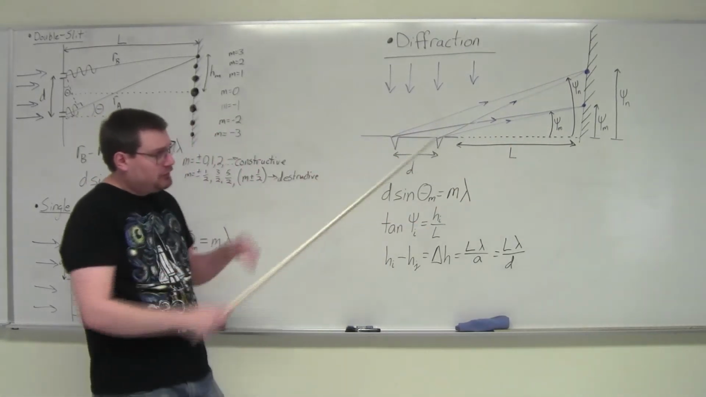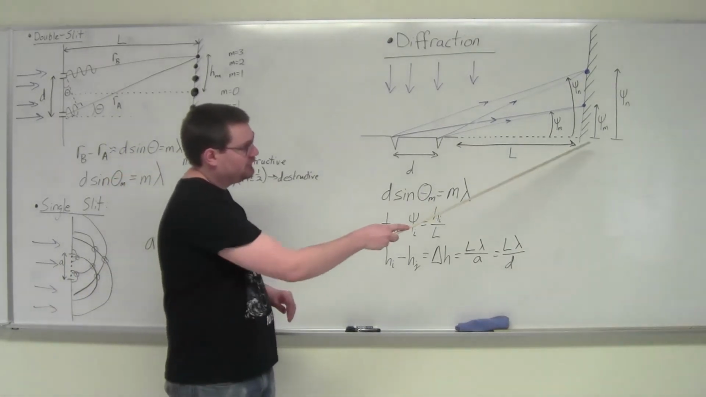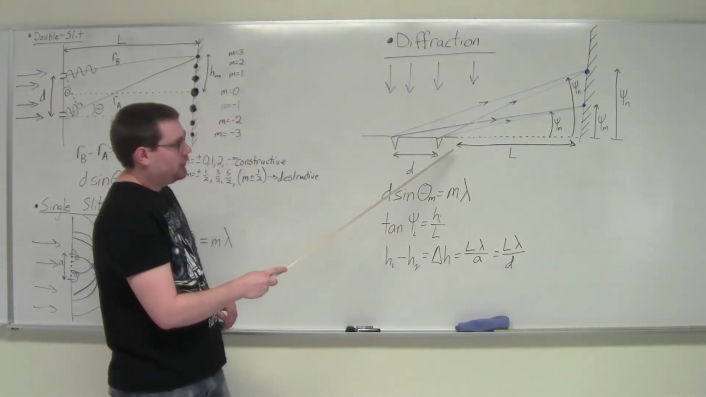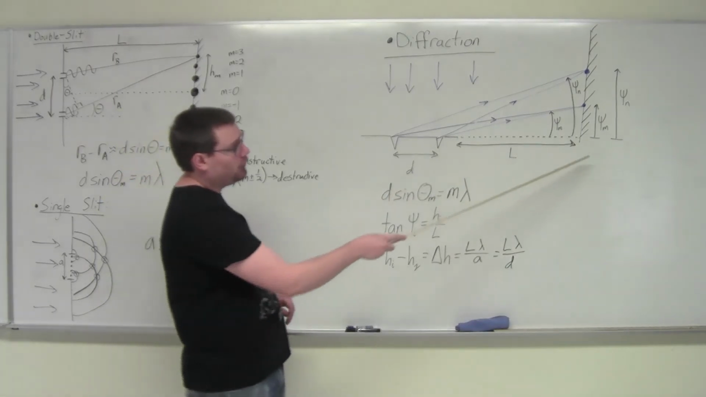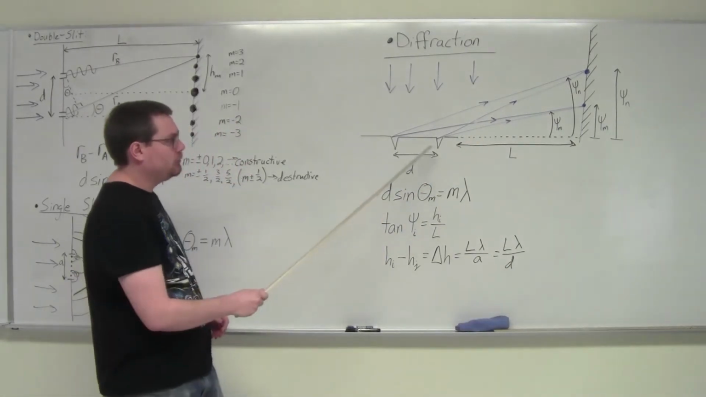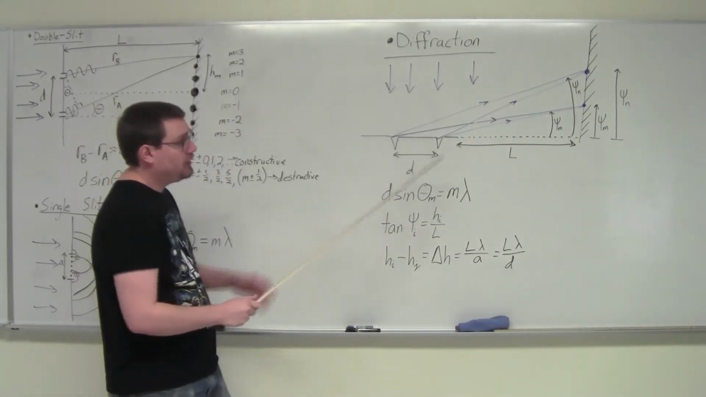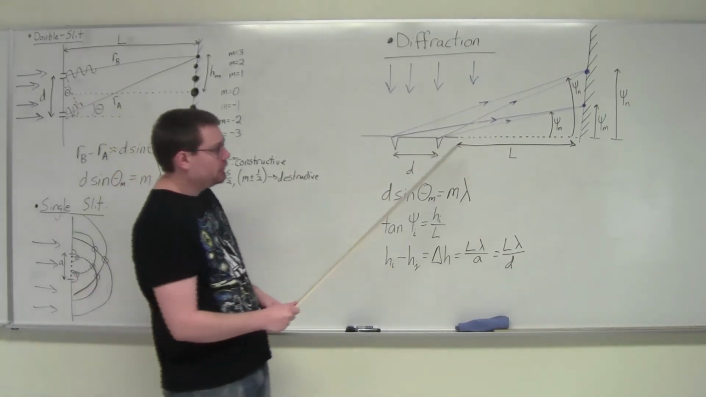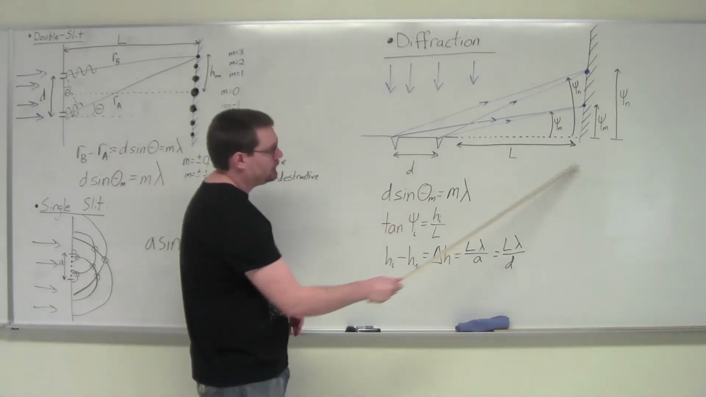wall over there. This is not drawn to scale, so this distance here between your diffraction grating and your wall should be many, many orders of magnitude bigger than the distance between your grooves. But to show things here, this is how it is. So just remember that L is much bigger than D.